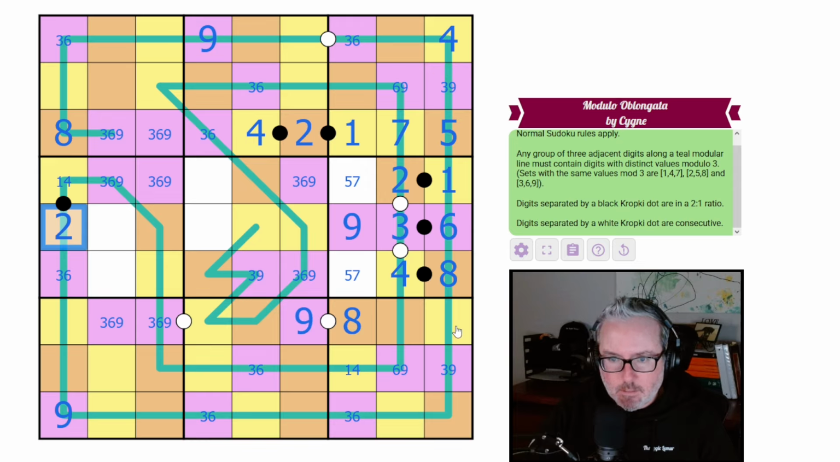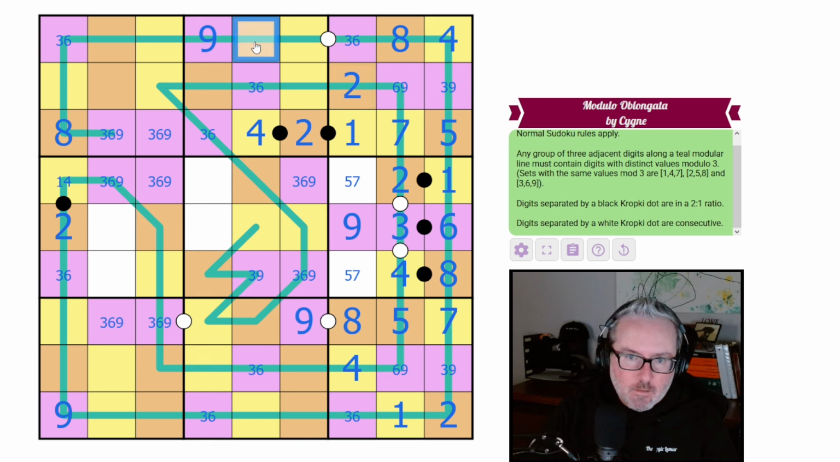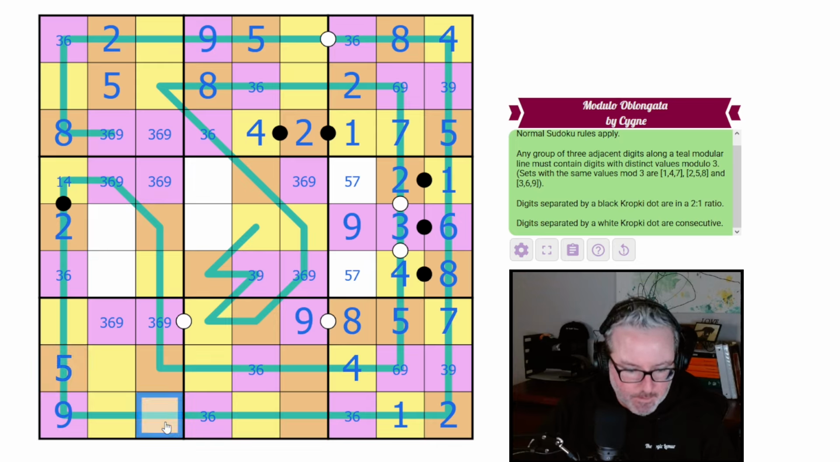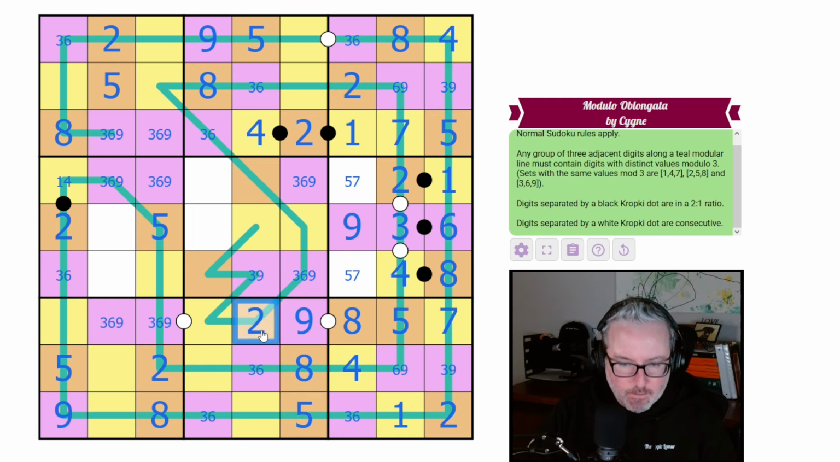And now let's keep running. What are you? You're 7. You're 2. You are 5. You're 1 or 4. So you are 1, 4. This has to be 8. This has to be 2. This is 5, 8, 2, 5. This is 8 and 2 and 5. This is 8 and 5 and 2.